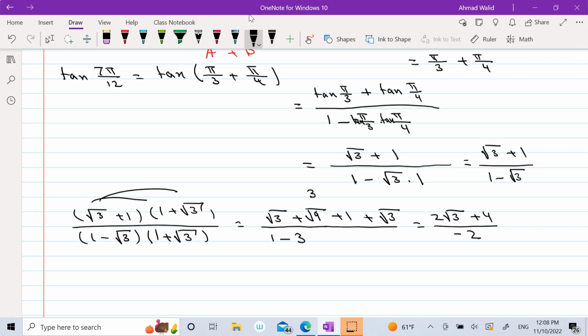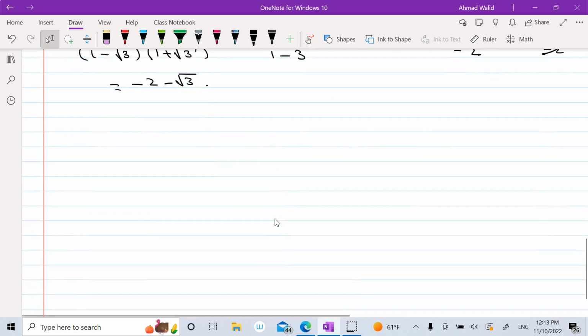You can factor out 2. It will be 2 times 2 plus radical 3, if I put it in a nice order, over negative 2. These two cancel out. It means you end up with negative 2 minus radical 3, if you distribute your negative. Correct? Example number 2.